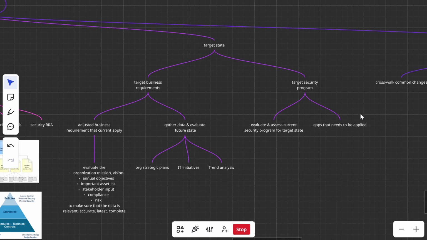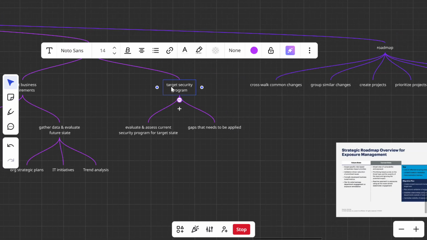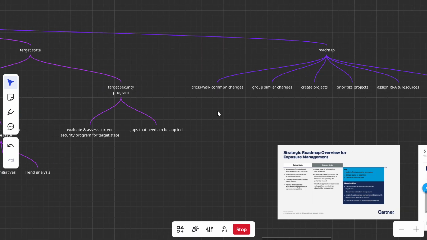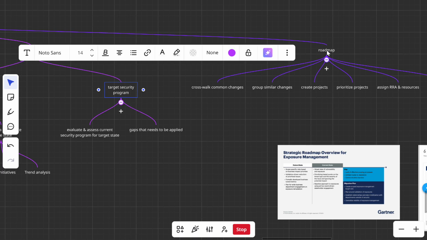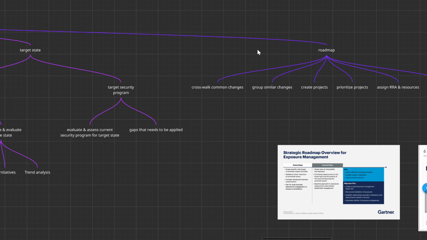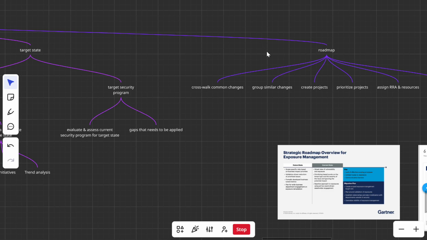And once we do that, the target security program is very important because this is what we're trying to do. And then when we identify the target security program, we move on to the roadmap. Roadmap is what makes the whole process operational. It's what makes it useful. It's not just a strategy. You can have a strategy, but if you don't execute it, it's useless. So what the roadmap does is put that into action.